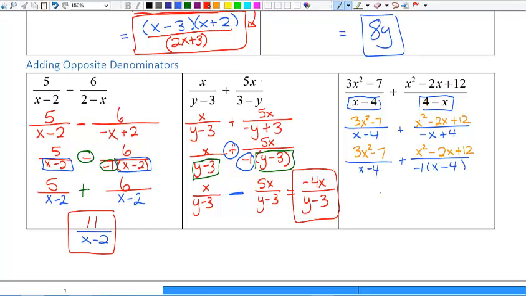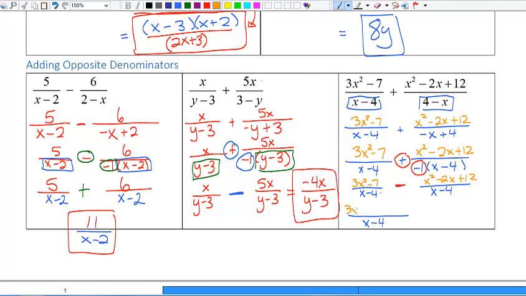At this point, I want to get rid of the negative in that denominator. So I'm going to take the sign in between the two fractions times the sign in that denominator that I would like to get rid of and multiply them. A positive times a negative turns out to be a negative. And now my denominators are both x minus 4. At this point, I can combine like terms and subtract my numerators. The denominator will stay the same.